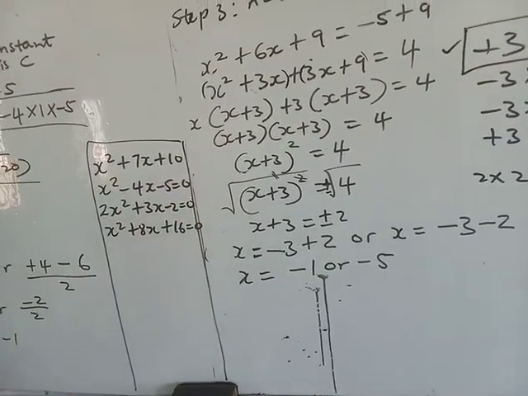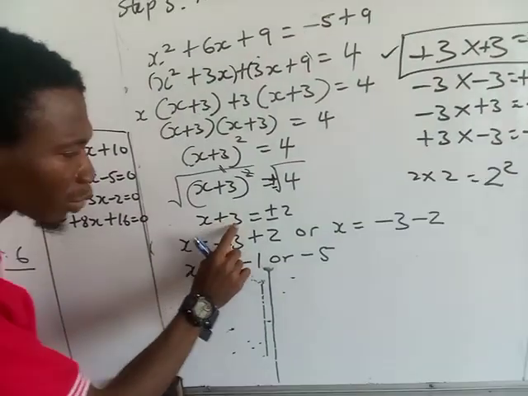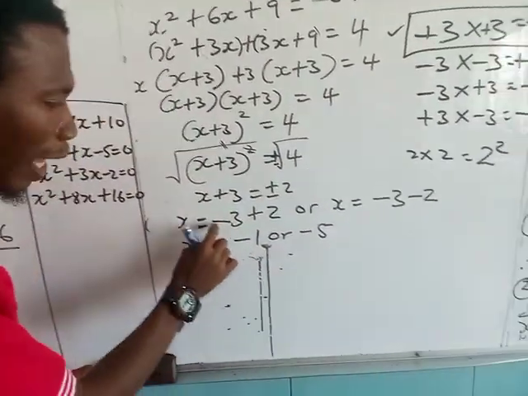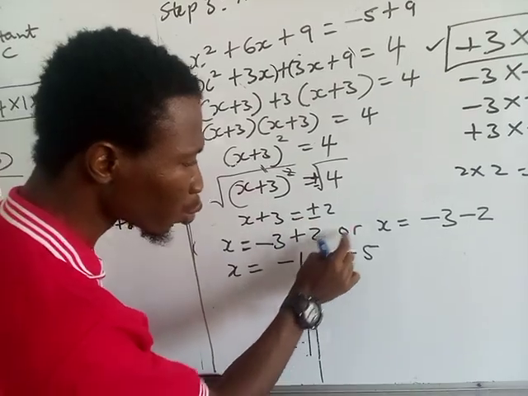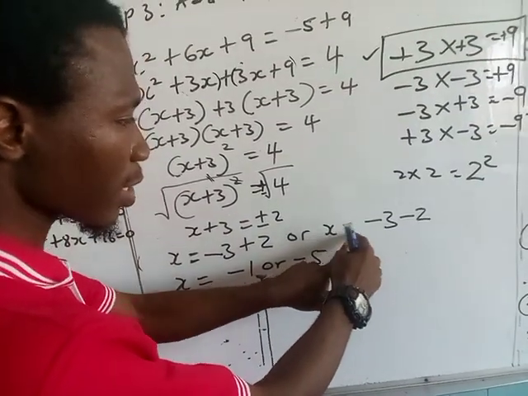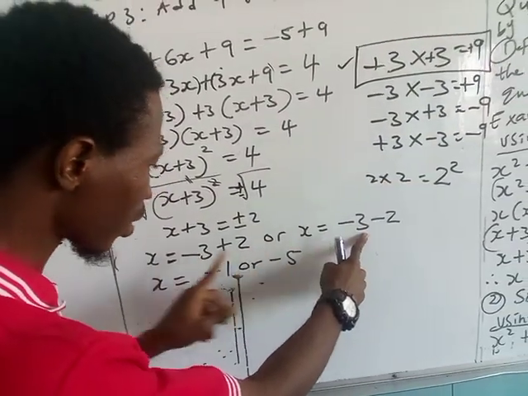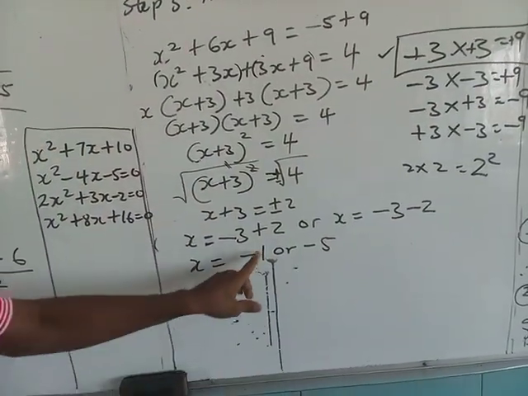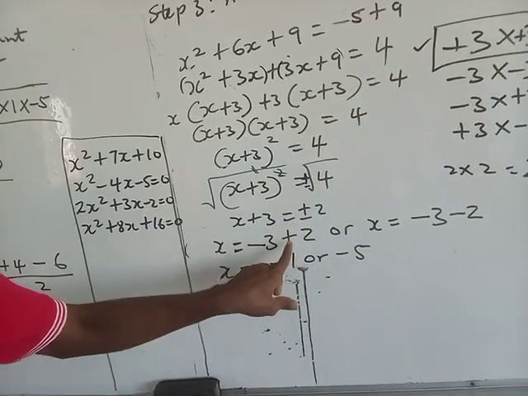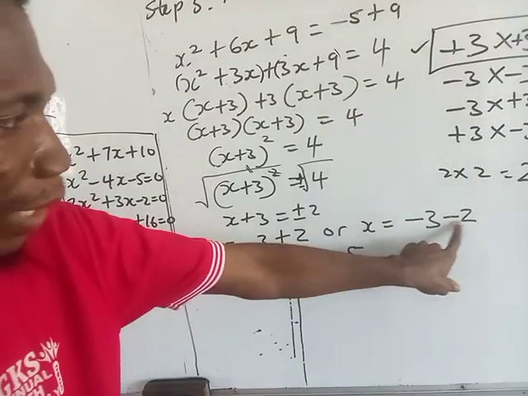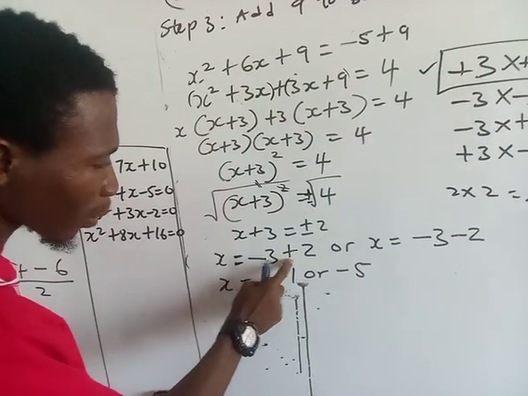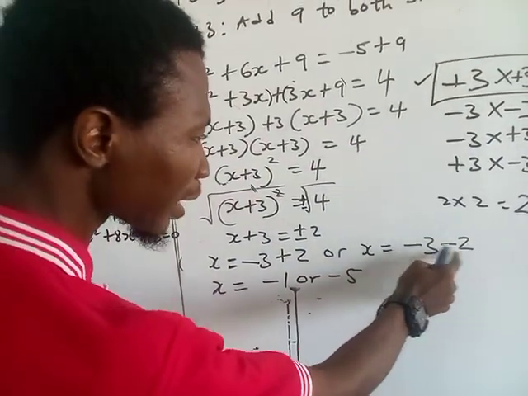And how will you get your final answer? You are going to move plus 3 to the other side. If you move plus 3 to the other side, it will now be minus 3. So x is equal to minus 3 plus 2, or x is equal to minus 3 minus 2. Like I said, the square root of 4 can be plus 2 or it can be minus 2. So that should not be confusing.